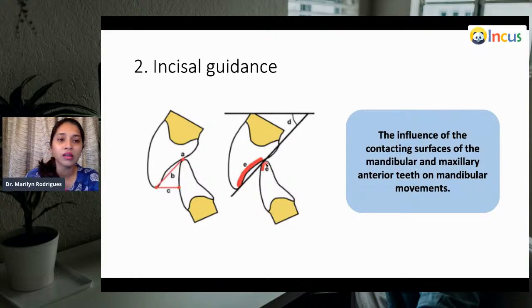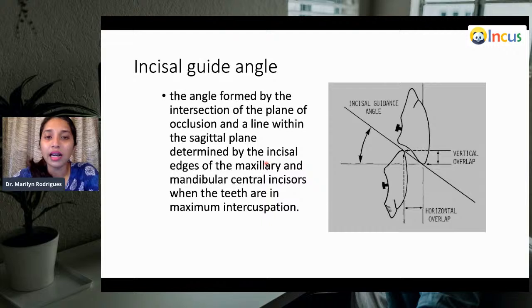Now, what is the incisal guide angle? It is the angle formed by the intersection of the plane of occlusion. This is the plane of occlusion.